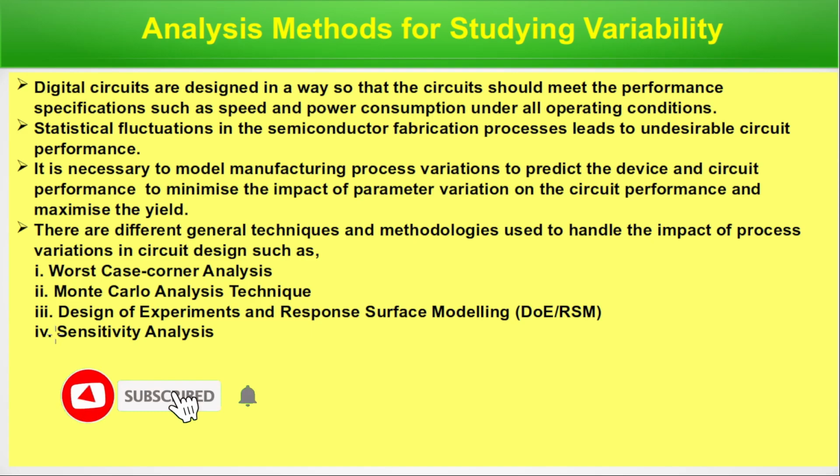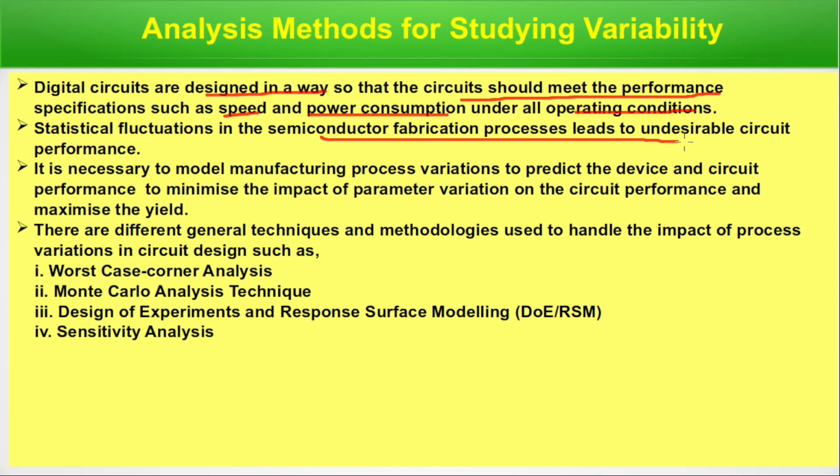So what are the analysis methods of studying variability? Variability is there, we know, and we must analyze it properly to include it in our modeling so that its impact is included. Digital circuits are designed so that they meet performance specifications such as speed and power consumption under all operating conditions. Statistical fluctuation in semiconductor fabrication processes leads to undesirable circuit performance. It's necessary to model manufacturing process variations to predict device and circuit performance, to minimize the impact of parameter variation on circuit performance and maximize the yield.